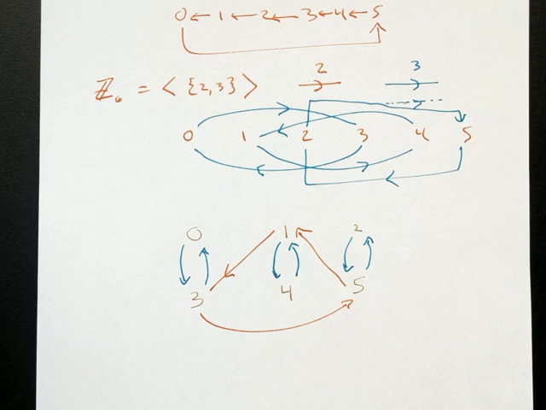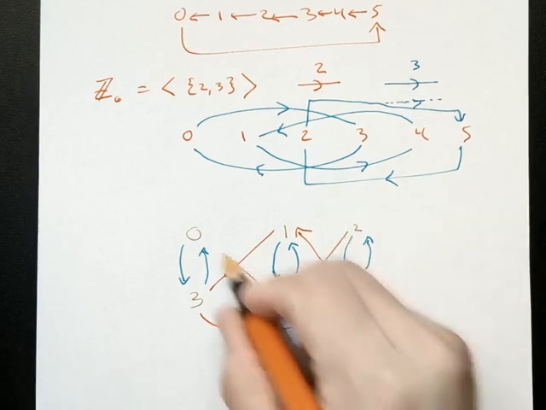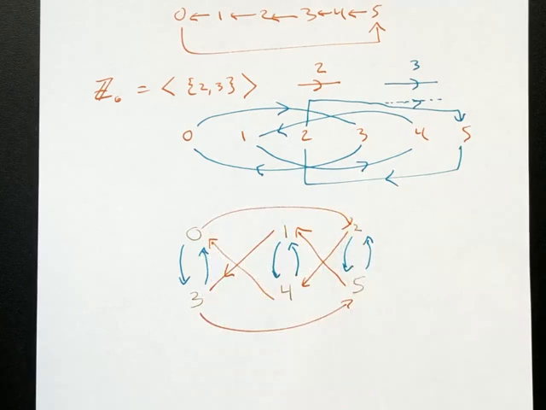Pick another place, because I missed some stuff. So if I start with 2, 2 goes to 4, 4 goes to 0, and 0 goes back to 2. So what this tells me is that I screwed up the way I lined these up. I shouldn't have done 0, 1, 2, 3, 4, 5. I should have done 1 and 3 and 5 on the same side, and 0, 2, and 4 on the same side. So let's rewrite this again.